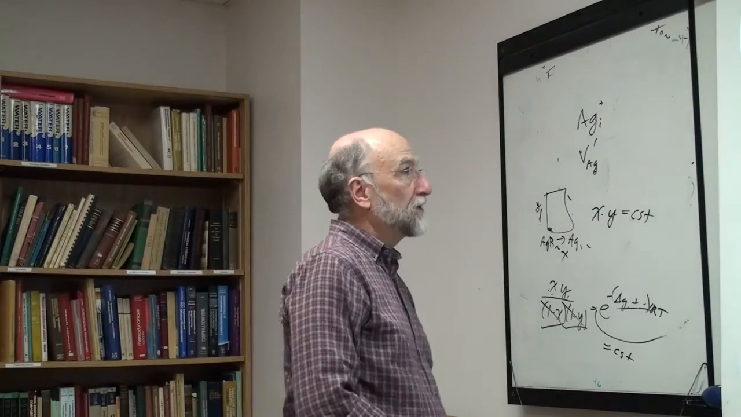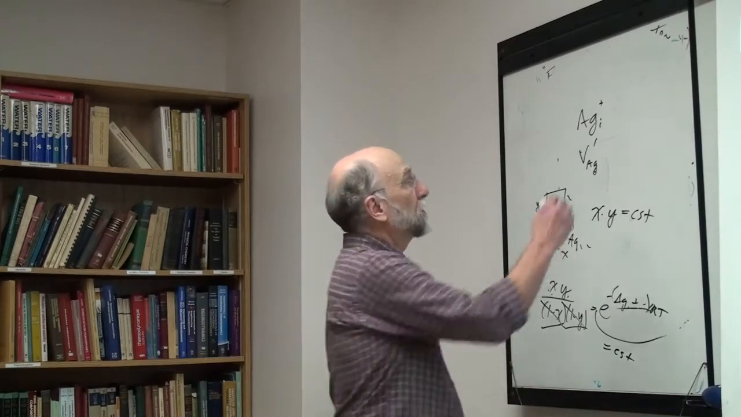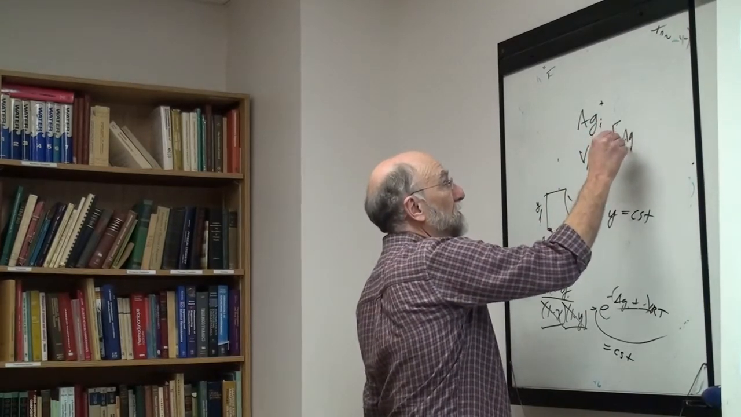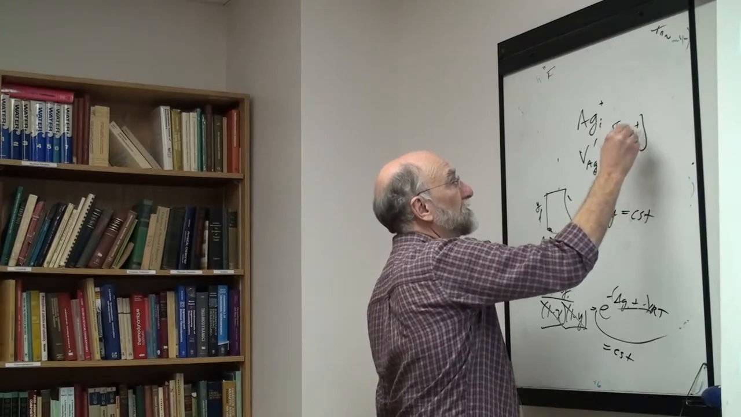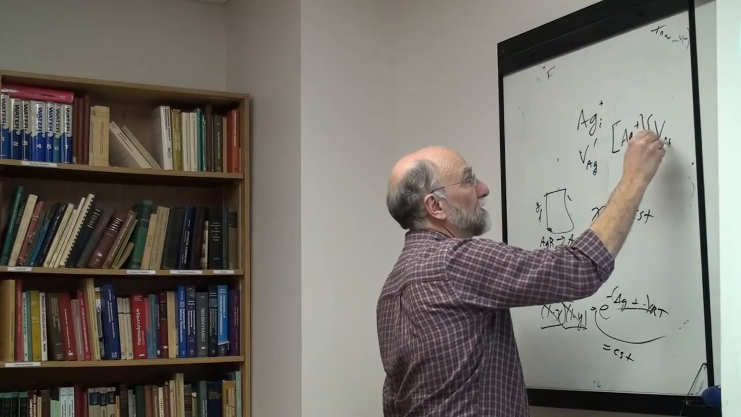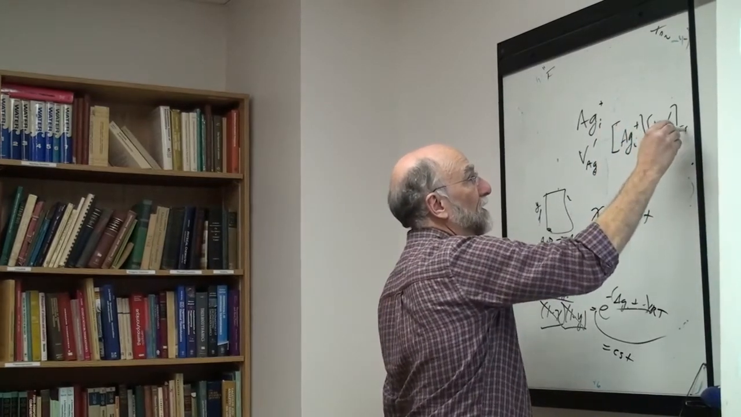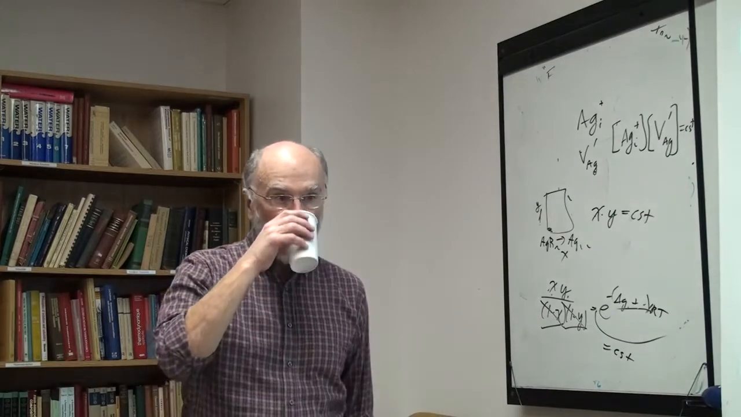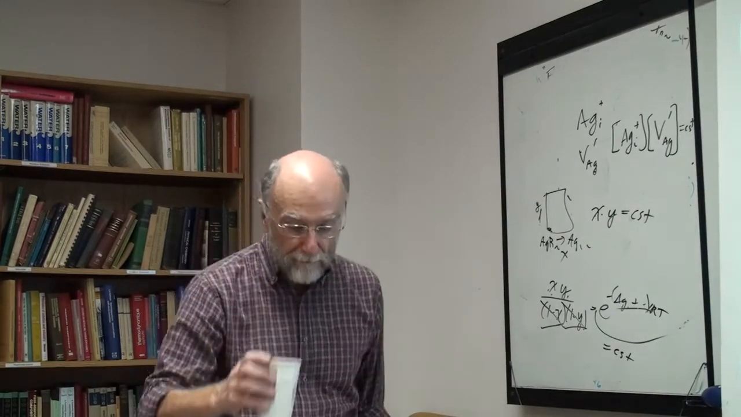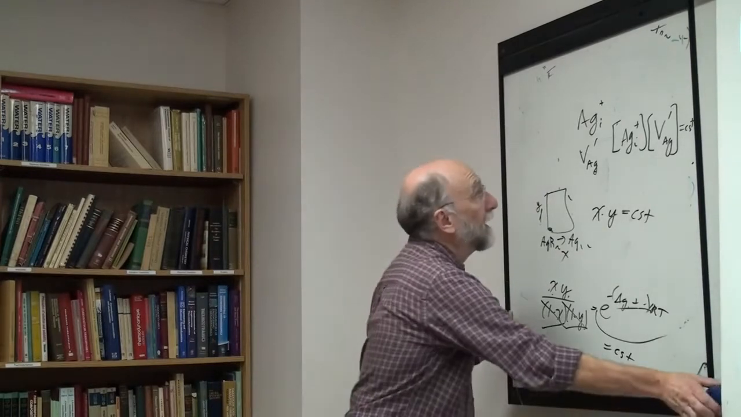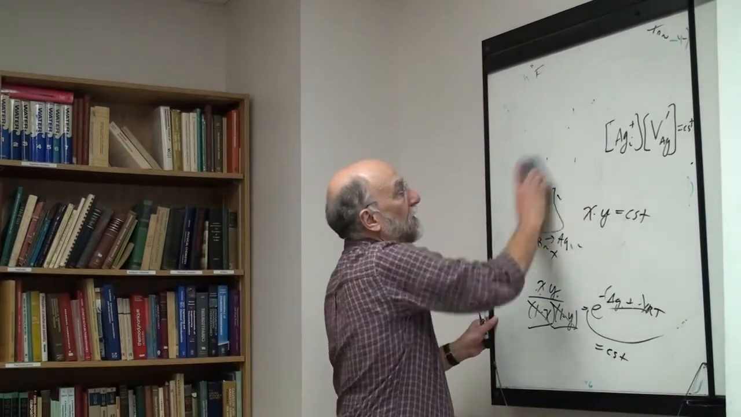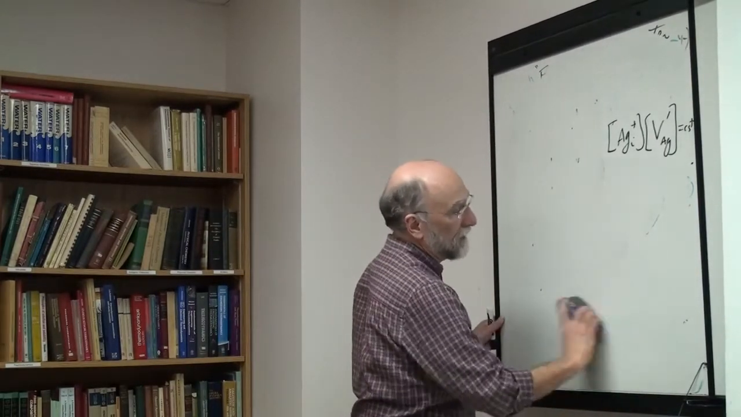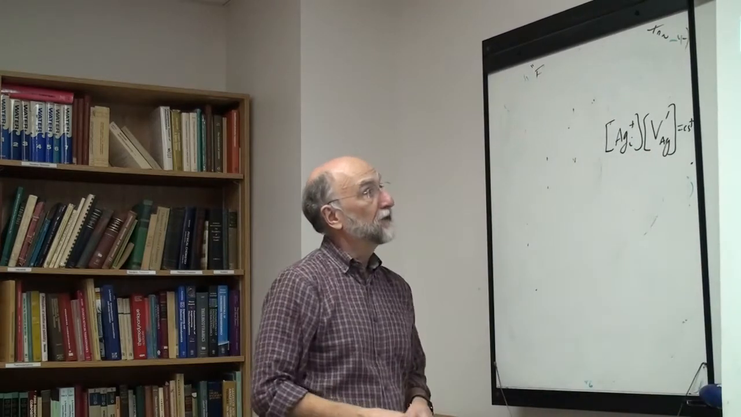So it simply means that the product of the concentration of interstitial silver ions times the concentration of vacancies is approximately equal to a constant. The concentration of your interstitials times the concentration of your silver ion vacancies is approximately constant.